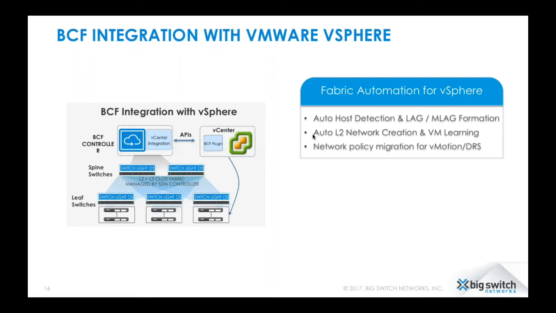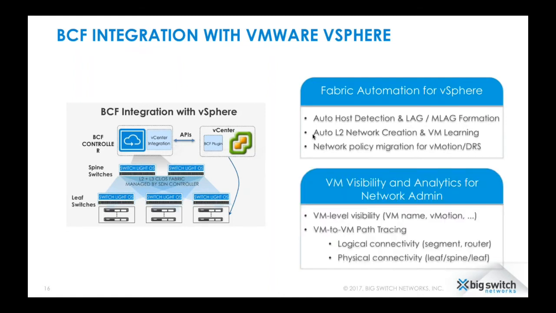Also, when a vMotion is initiated in vCenter, the BCF controller gets notified of the new location of the VM, and it migrates the network policies automatically and updates the forwarding tables with this new information.